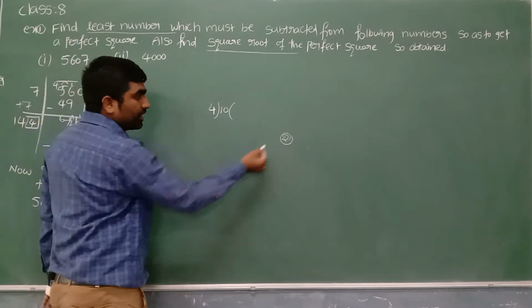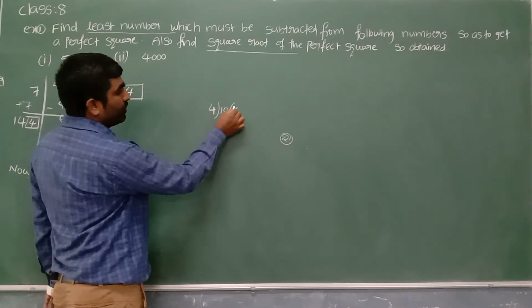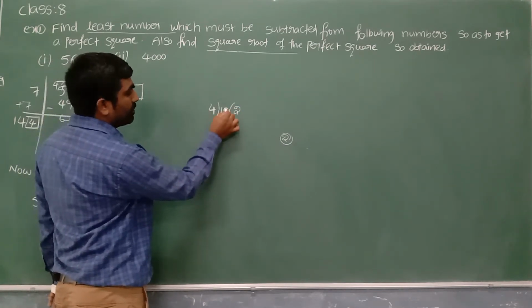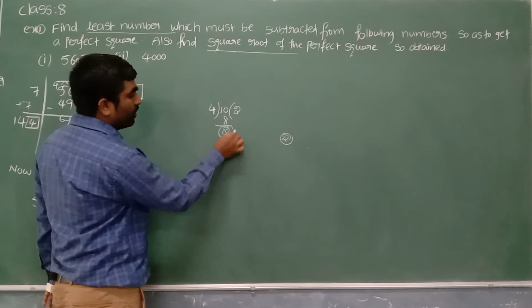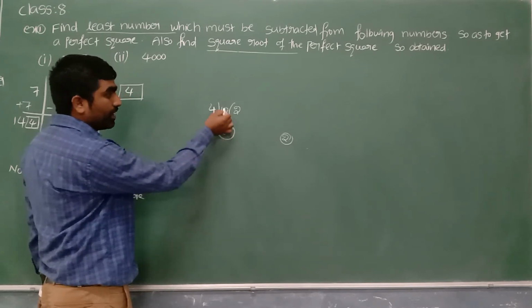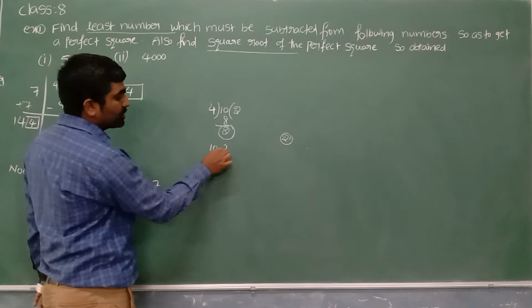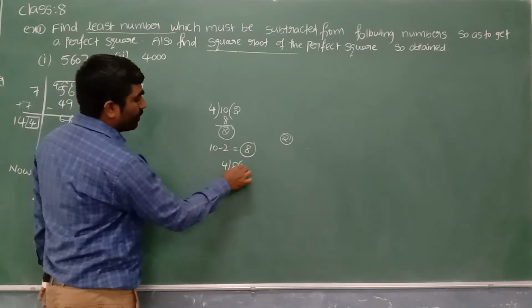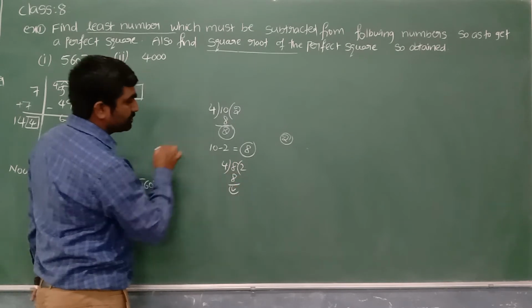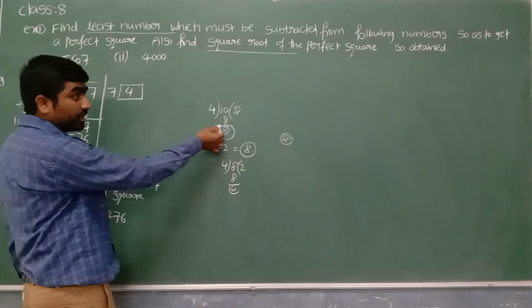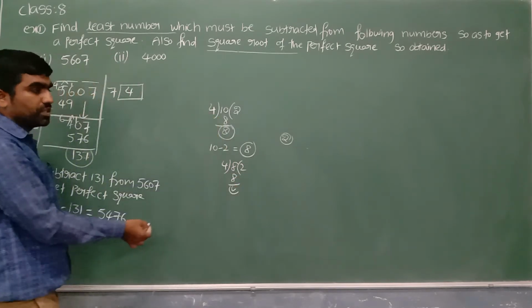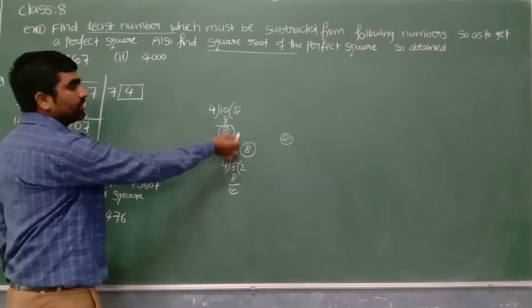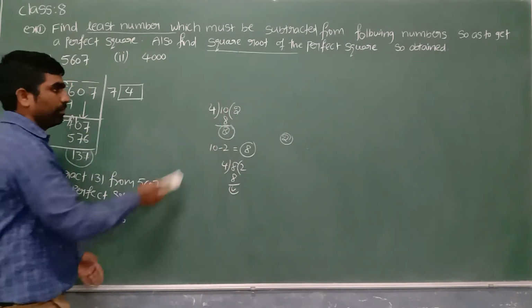How did we get this 2? Let me explain. See here now. 4 2s are 8. 10 minus 8, 2. Whatever the remainder we get, that remainder we subtract from the given number. 10 minus 2 is equal to 8, I got. Now this 8 goes in 4 table exactly. So when they are asking what is the least number we can subtract, we can go with division only. Whatever the remainder we get, we can subtract from the given number.